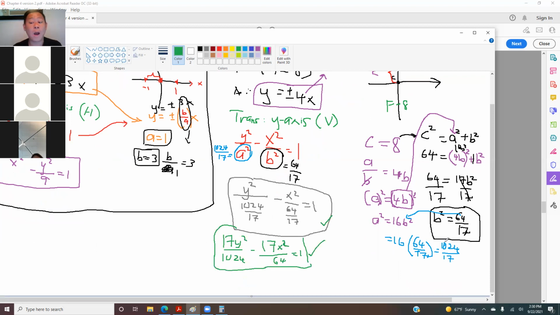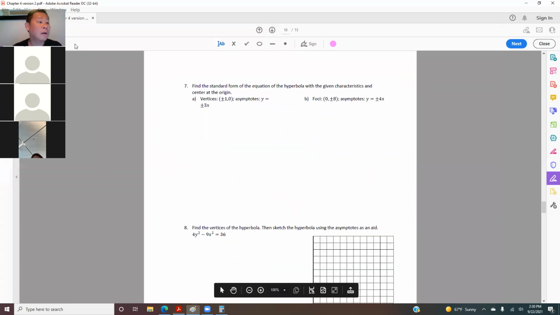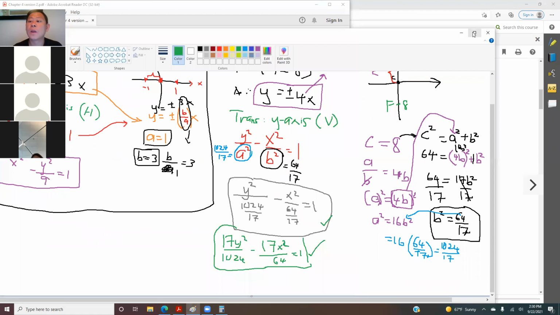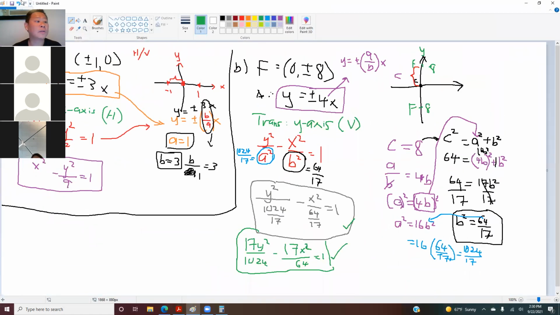As long as you know how you found the A squared and B squared using substitution here, that will be your answer in this case. Anyone have any questions for me here for question 7?